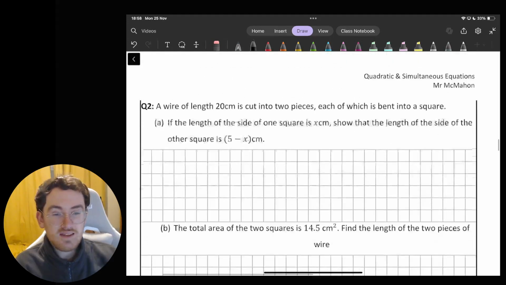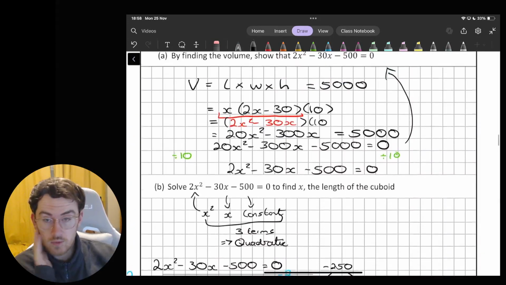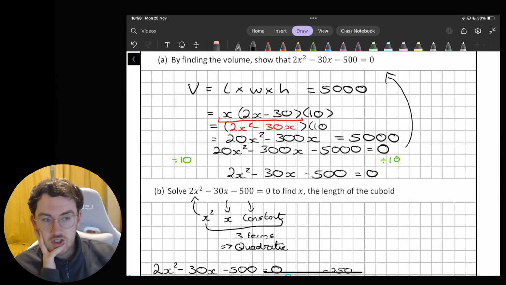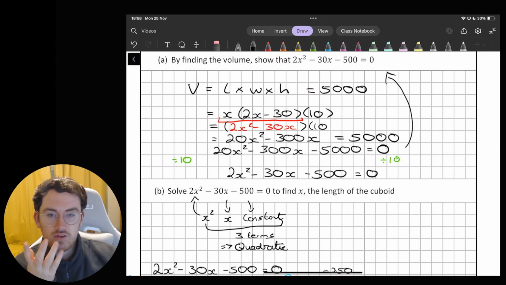So the key thing here, as we've said with most word problems really, is just forming the equation. Once we form the equation, it's using your normal quadratic methods to solve said equation then.